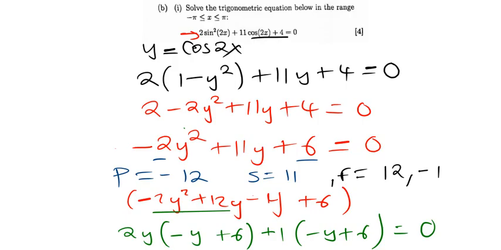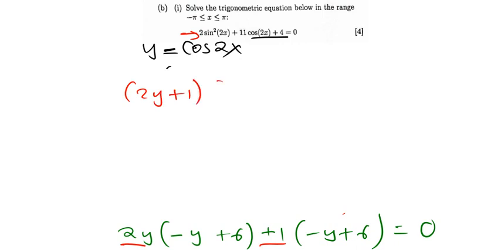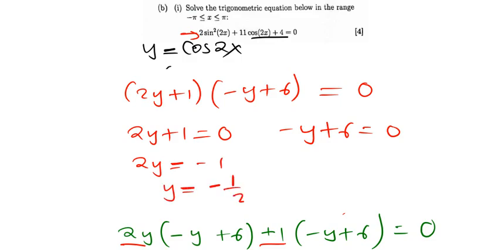Don't forget what our goal is. Our goal is to find the values of y, right? So 2y plus 1 will form one bracket, and then negative y plus 6 will form another bracket, and this is all equal to 0. So 2y plus 1, the first part, is equal to 0, and negative y plus 6, the other part. 2y is equal to negative 1, so y is equal to negative 1 over 2. Negative y is equal to negative 6, and y is equal to 6.